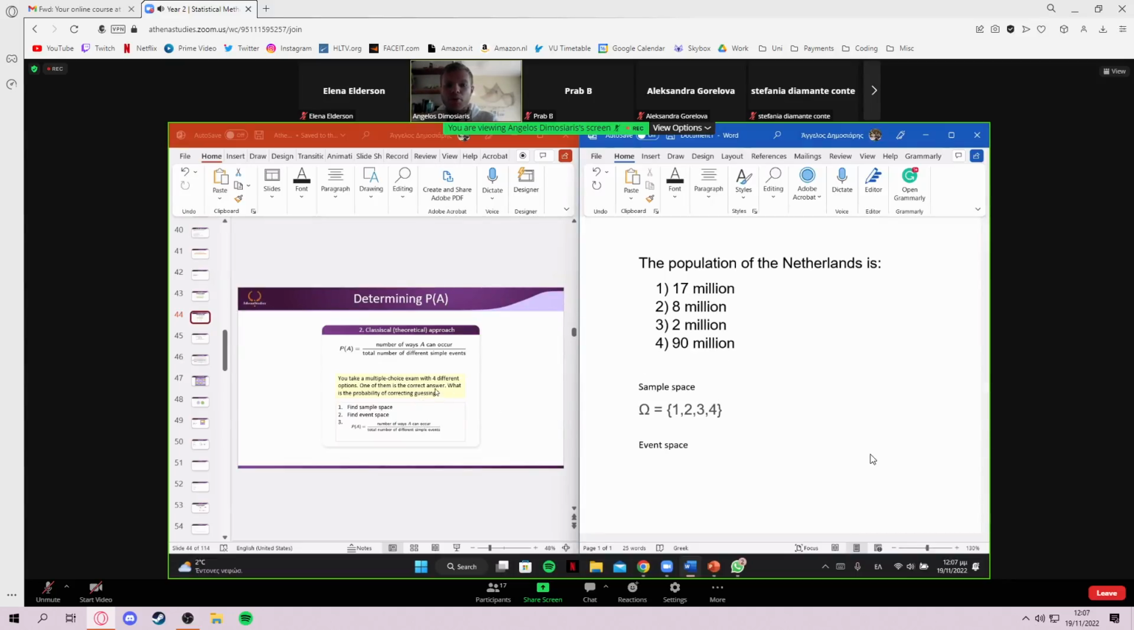And then what we want to try to see is the probabilities of correct guessing. So since only 1 is the correct answer, the event space, the only outcome that we can have as a correct answer, is only 1 answer. So the event space is, let's say, we call this event A, and we say it's correct answer, right?